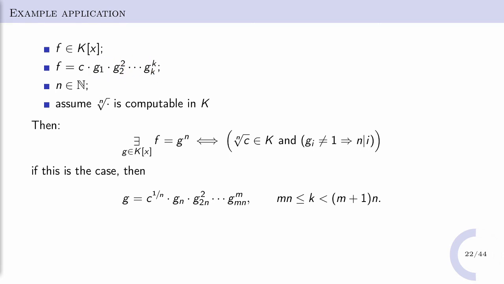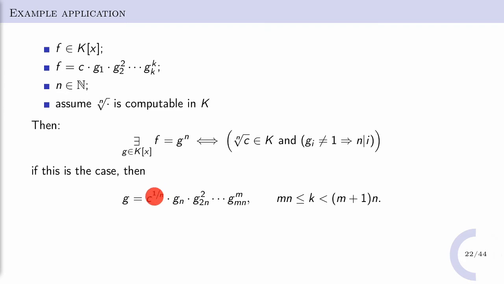So the only terms that appear here, the only terms which are not trivial, must be Gn, G2n, G3n, and so on. The only non-trivial Gi's must be those where n divides the index i. If this is the case, then this polynomial G is of this form.